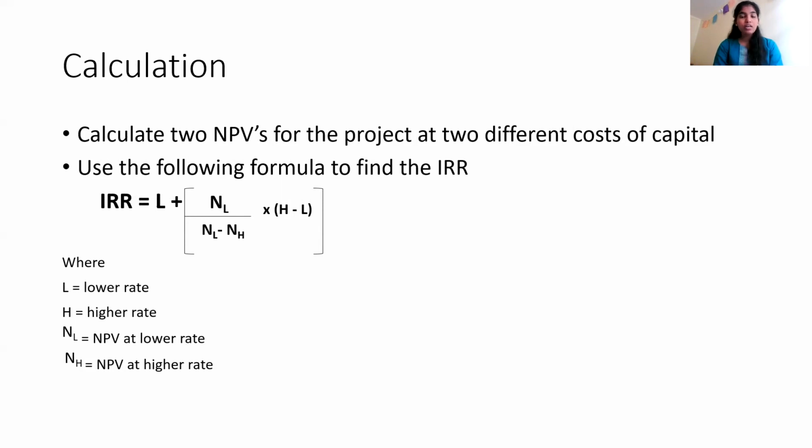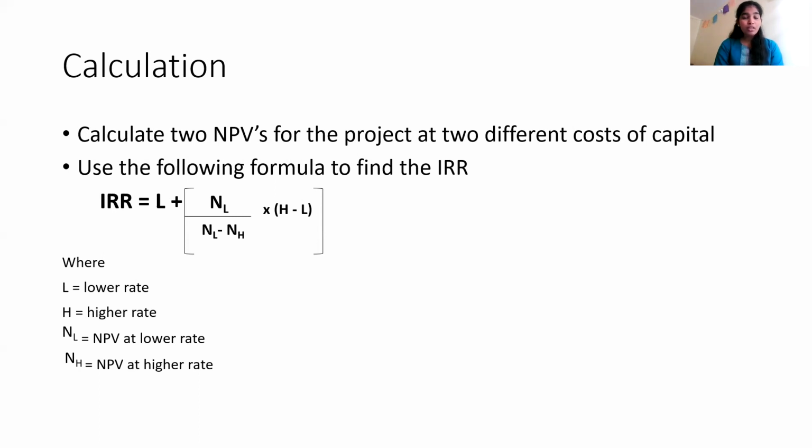So this is your formula for internal rate of return. Internal rate of return is equal to lower rate. How you're going to remember your formula is that all your lower rates will be coming in the beginning. So lower rate plus NPV at a lower rate divided by NPV at a lower rate minus NPV at a higher rate, into higher rate minus your lower rate. Okay, so this is my IRR formula.